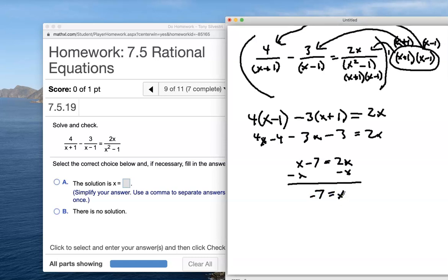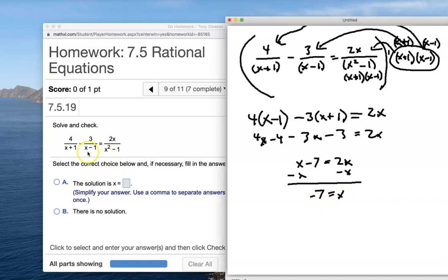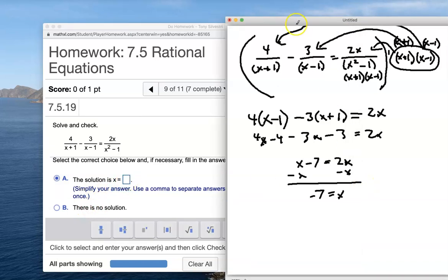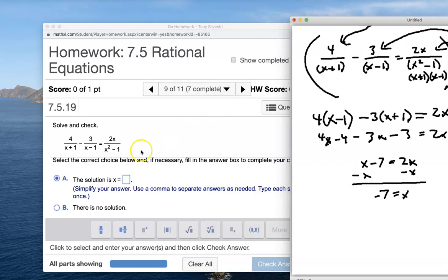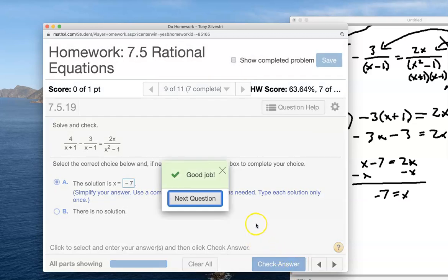Minus 7. And, you know, hopefully I did everything correctly. Hopefully that's the case. And minus 7 is a legitimate answer because I can plug in minus 7 for x and I will not get a divide by 0. So I'm going to go for it. I'm hoping to get one of these with no solutions. So what did we say? It was minus 7. Check your answer. Great. I hate those dreaded red boxes.